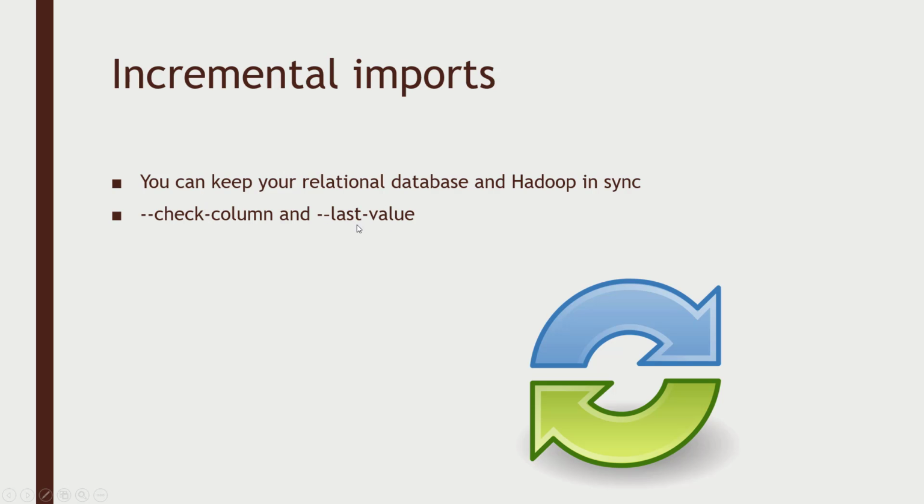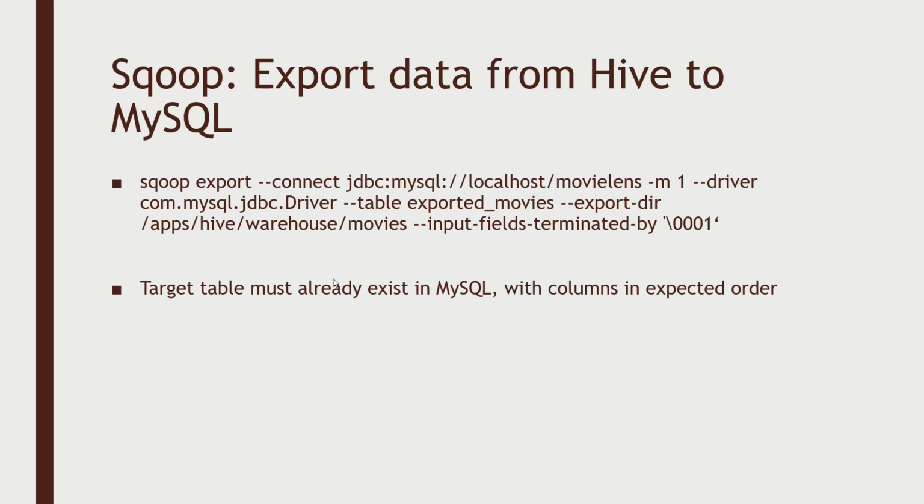So this lets you do things like import a database, keep track of where you left off, right, in terms of some sequence number or timestamp. And then the next time you run Sqoop, you can put that previous saved value into your last value and only get new data that was added since the last time you tried. So this is a mechanism for actually keeping your Hive table in sync with a relational database over time. Pretty cool stuff.